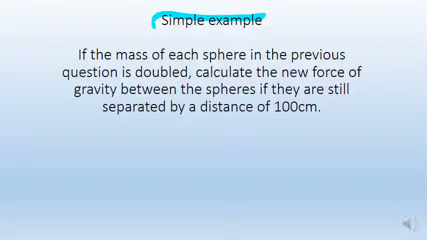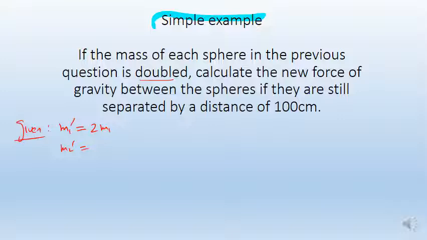So here, if you have a look at it, the mass of each sphere is now doubled. Calculate the new force of gravity between the spheres if the distance remains the same. So all we're doing now is just doubling the mass of the spheres. And again, if I write down the word given, so I'm identifying what's given. I'm just going to use a new label, M1 prime, F prime. So M1 prime, just a label, is twice the old mass M1.